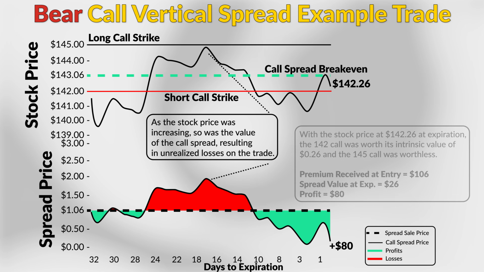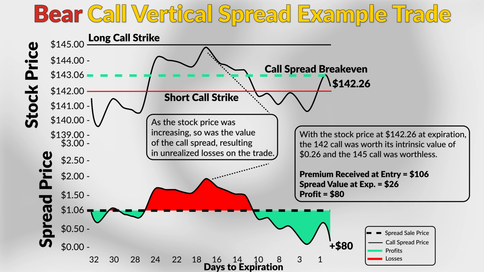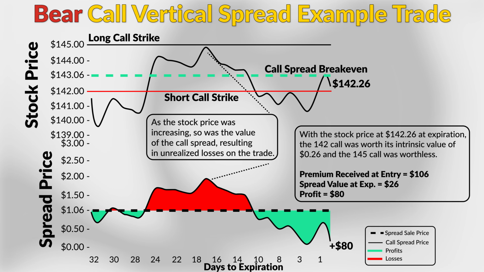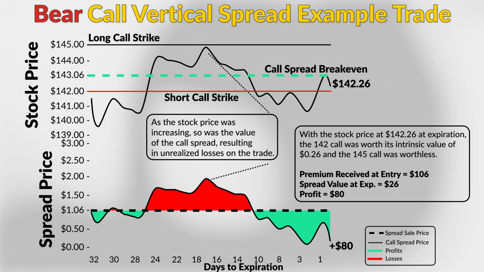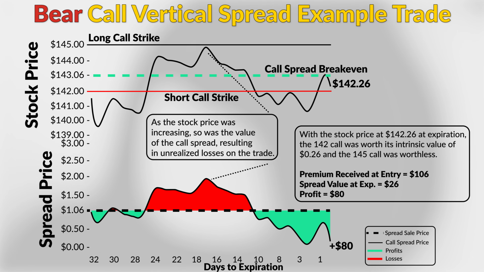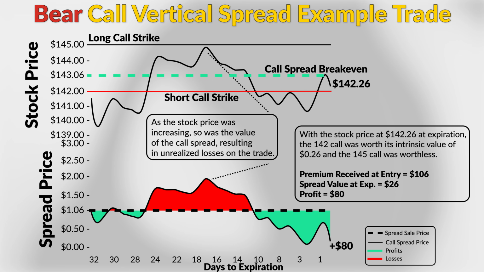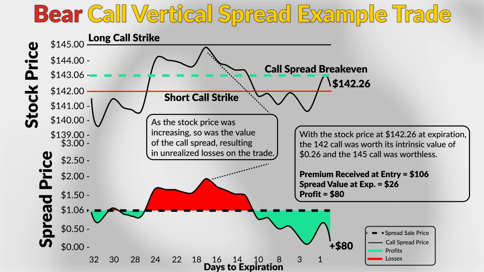In terms of this spread's value at expiration, the stock price was at 142.26, which means the 142 call had intrinsic value of 26 cents, and the 145 call expired worthless. Therefore, the price of the 142-145 bear call spread at expiration was 26 cents, or a real value of $26. So if I shorted this spread for $106 and it had value of $26 at expiration, my profit would be $80.